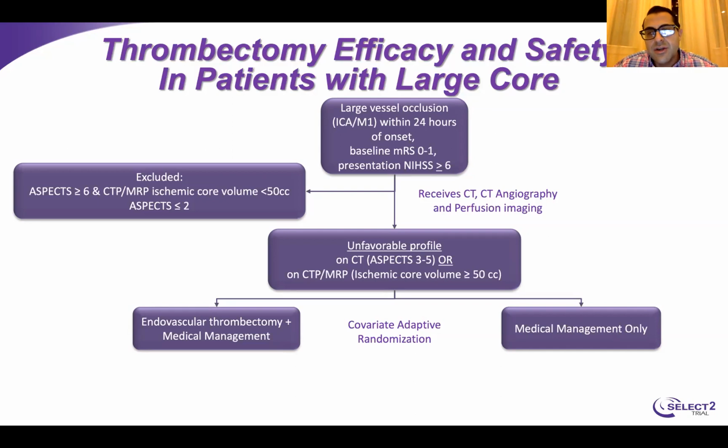And what are you seeing in your practice? Yeah, a few of them do very well, actually, and that's what we're seeing in mRS, and whether saving eloquent area, all those things. I think saving some neurons will help in neuronal plasticity and recovery.